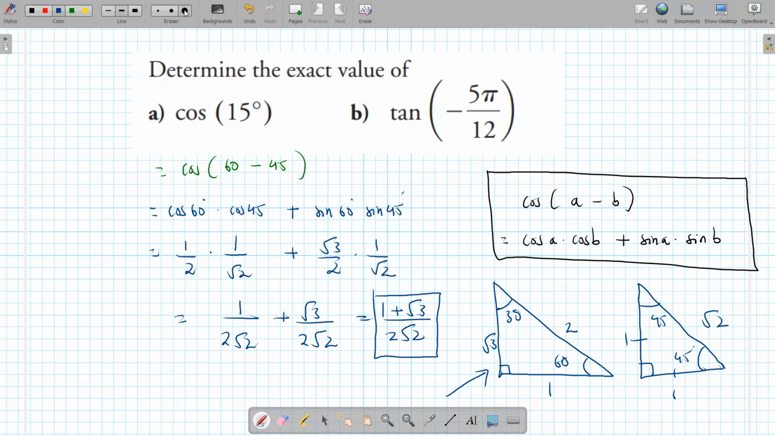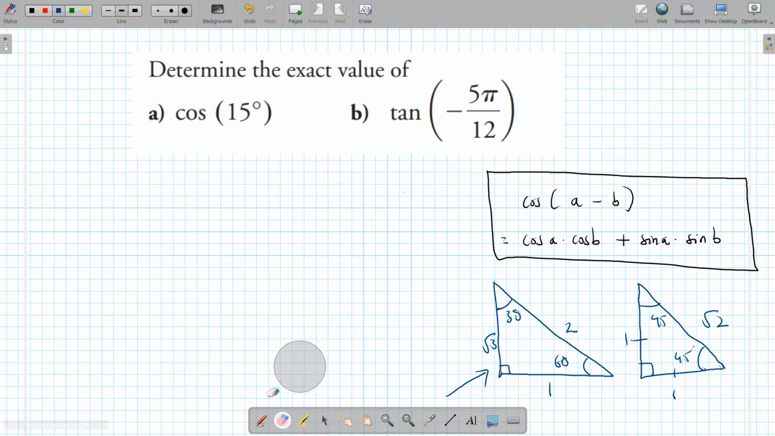Let's look at B, tan of 5 pi over 12. That's going to be slightly more difficult. Tan of negative 5 pi over 12. What is 5 pi over 12? It's 75 degrees. It's negative 75 degrees. How can we write negative 75 in terms of these guys? Or is it even possible? Negative 75.